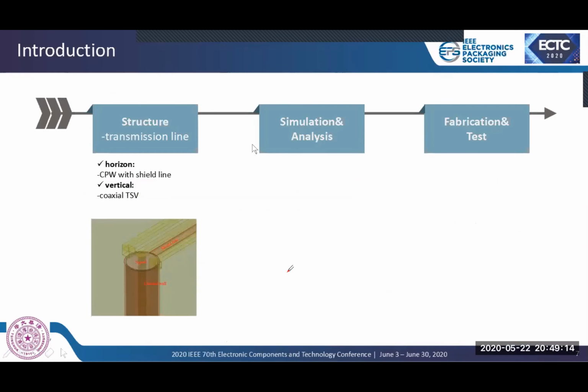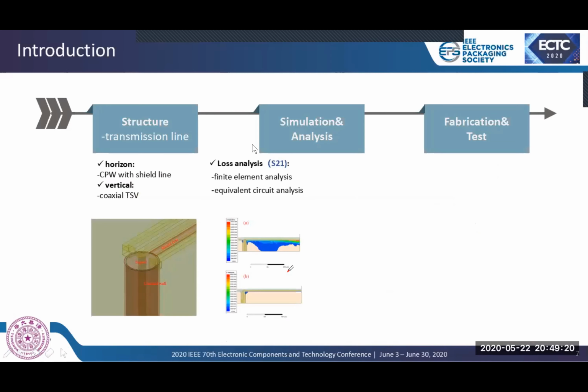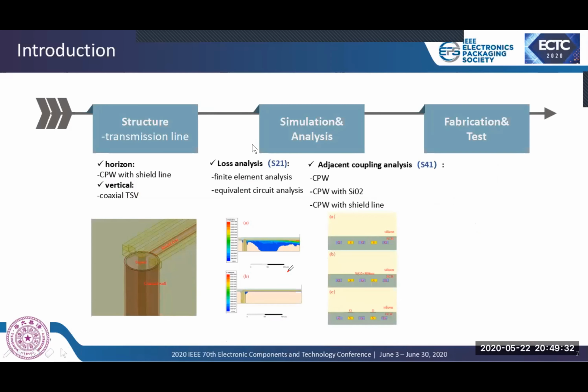In this work, we designed a low-loss transmission line for 3-dimension EC4. Then we analyzed the loss performance using both finite element method and equivalent circuit method. Also, adjacent coupling performance is discussed for high-density applications.